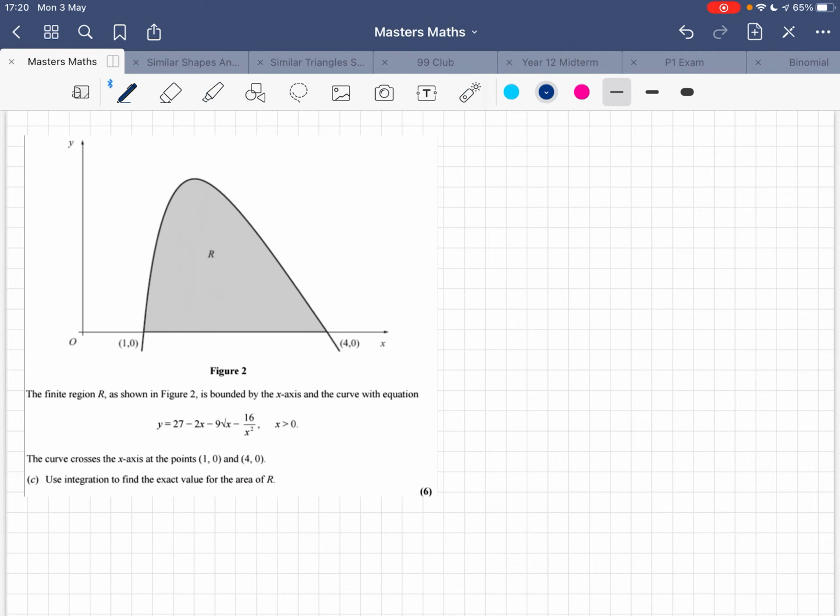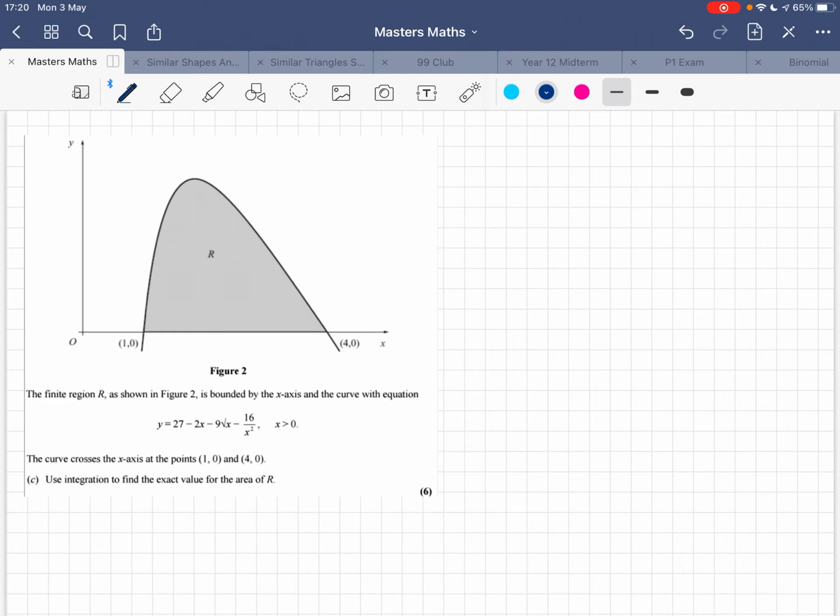And again, this should be quite a short video. So this is a part C of an exam question, and you've got the finite region R as shown in figure 2 is bounded by the x-axis and the curve with equation y equals 27 minus 2x minus 9 root x minus 16 over x squared, x is greater than 0. The curve crosses the x-axis at the points 1, 0 and 4, 0. Use integration to find the exact value for the area of R.